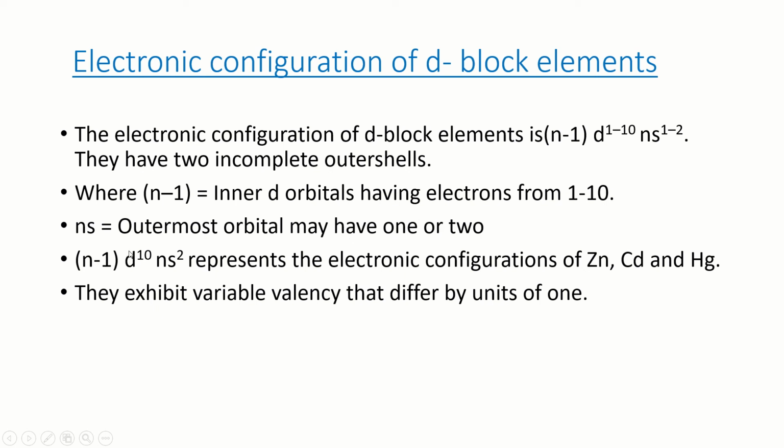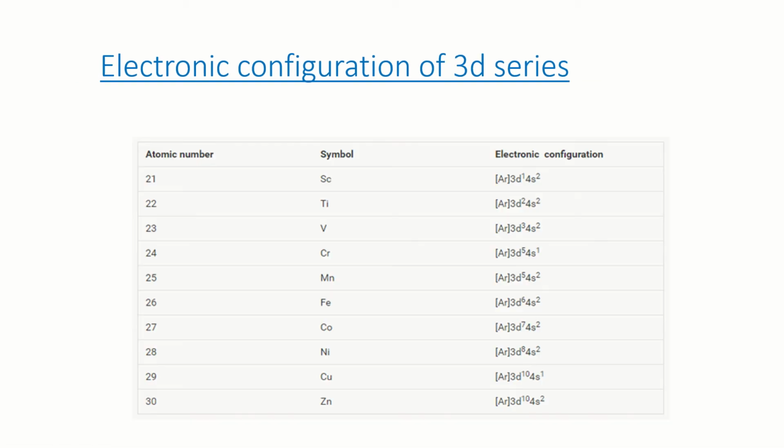(n-1)d10 completely filled d orbital and ns2 completely filled s orbital represent the electronic configuration of zinc, cadmium and mercury. The 3d, 4d and 5d series show variable valency that differs by unity.